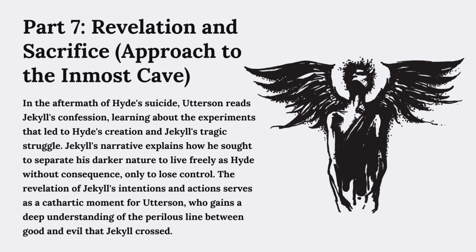Part 7. Revelation and Sacrifice. In the aftermath of Hyde's suicide, Utterson reads Jekyll's confession, learning about the experiments that led to Hyde's creation and Jekyll's tragic struggle. Jekyll's narrative explains how he sought to separate his darker nature to live freely as Hyde without consequence, only to lose control. The revelation of Jekyll's intentions and actions serves as a cathartic moment for Utterson, who gains a deep understanding of the perilous line between good and evil that Jekyll crossed.